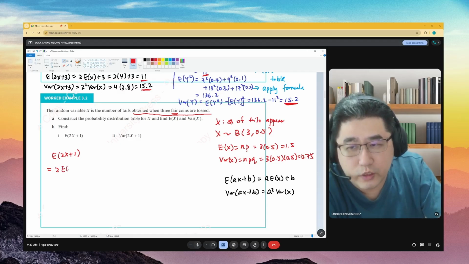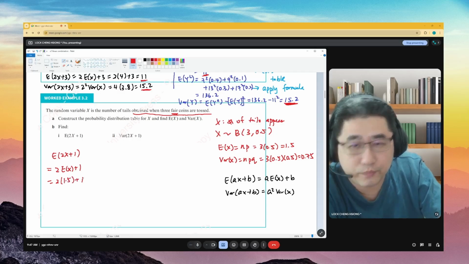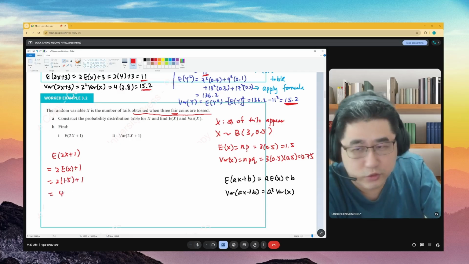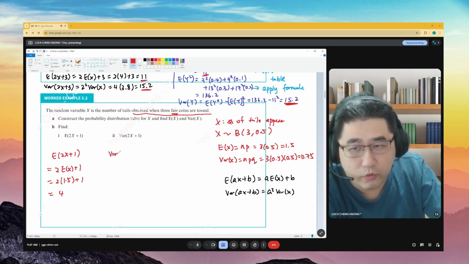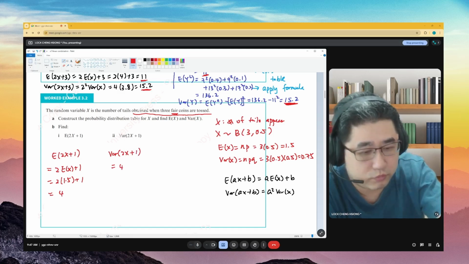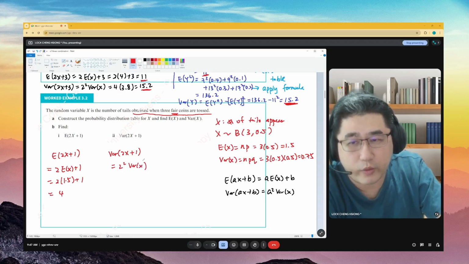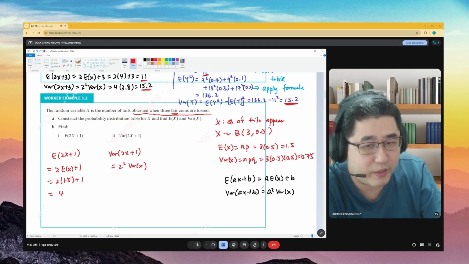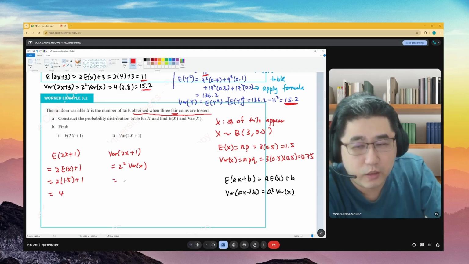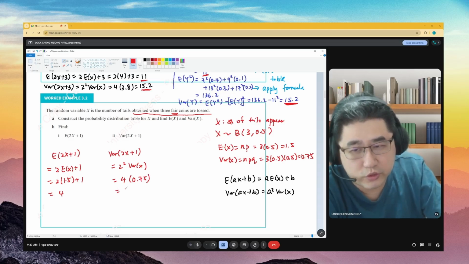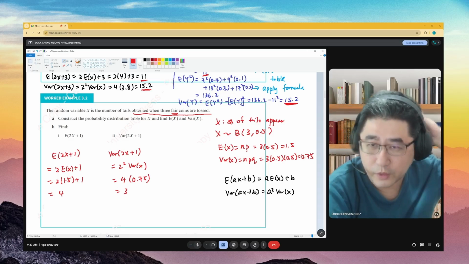So E of 2X plus 1 is 2 times 1.5 plus 1, 3 plus 1, so this is a 4. And for variance of 2X plus 1, you will get 2 squared times variance of X. Where is the 1? The 1 is gone. As you can see, there is no plus b in the formula. So I have 4 times 0.75, so the answer is 3.